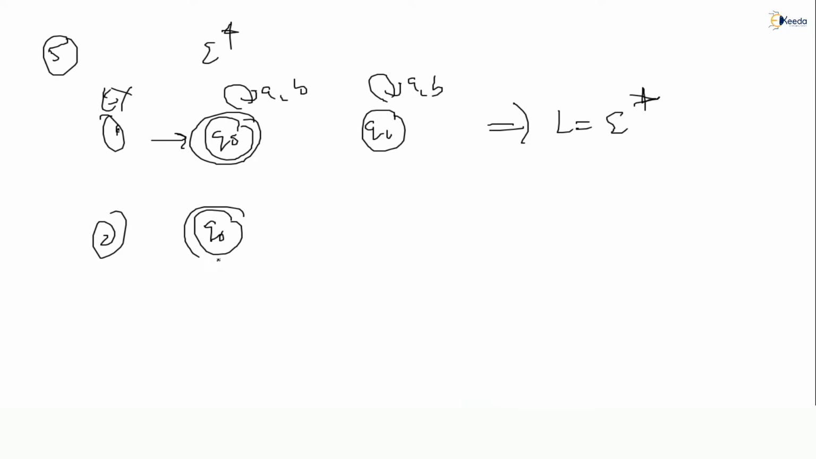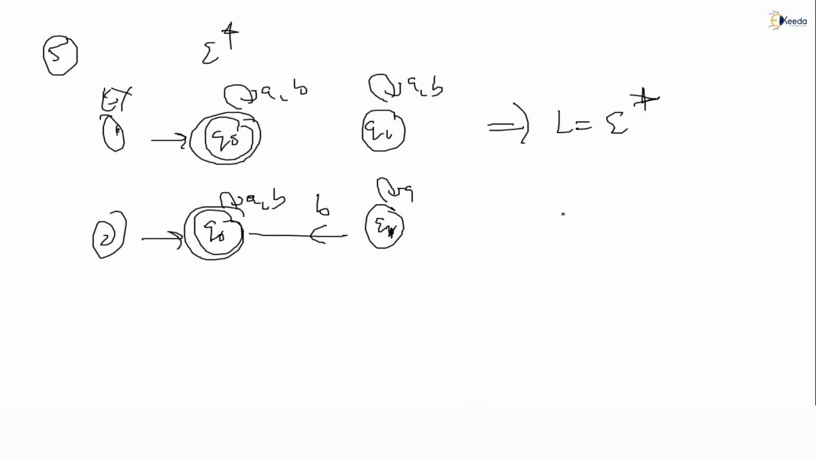Q naught is initial and final. Yes or no? Initial and final. A comma B is there on Q1. Q1 on A, Q1 on Q naught is there. Q naught on B, Q1 on B, Q naught. Q1 on B, Q naught is there.